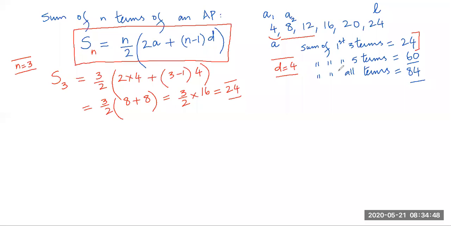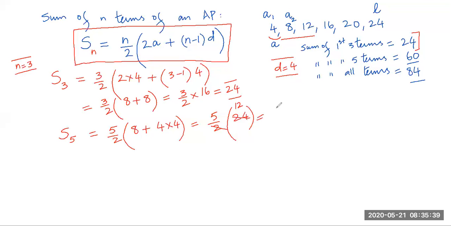All right. Let me check this formula for the sum of 5 terms. The sum of the first 5 terms, I will represent as S5. Now n will be 5, so 5 by 2 into 2a. a is the same, so 2a is 8, plus n minus 1, which is 5 minus 1, is 4, into d, which is 4. That is equal to 5 by 2 into (8 plus 16). 16 plus 8, how much? It is 24. Now this is equal to 12 into 5, which is 60.